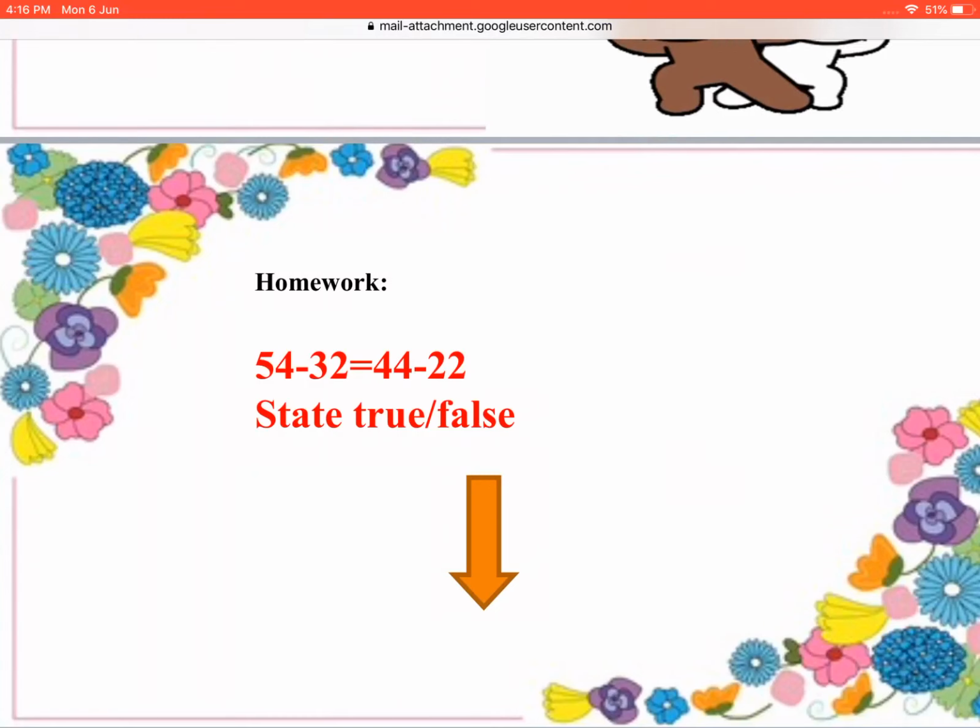And the homework for today is you just have to state true or false. 54 minus 32 is equal to 44 minus 22. Just you have to say true or false. Well, you just have to solve LHS, then you have to solve RHS, then you have to just equate LHS and RHS together. Then you have to check whether you are getting the answer as true or false.